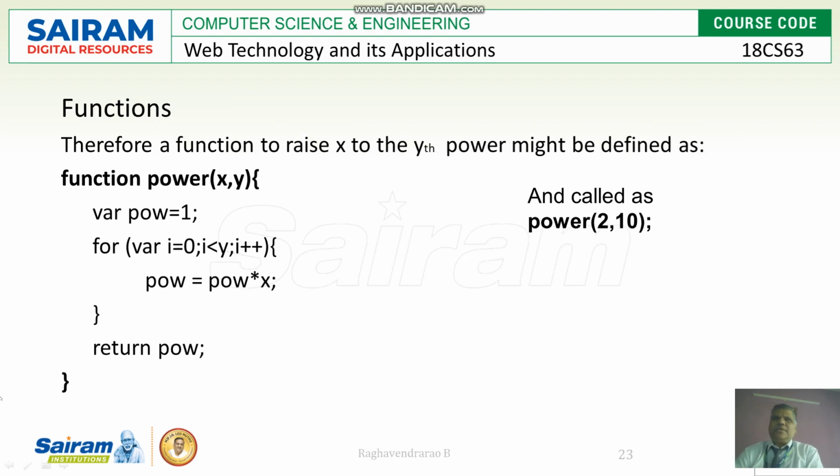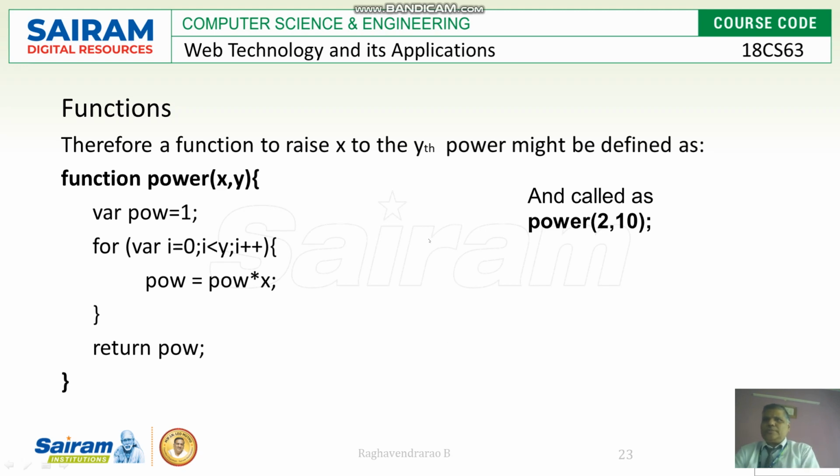This is one simple example given for the function. Functions are always written by using the function keyword along with the name of the function. So here is the example for that. There is a power program that has been written. Function power, x comma y, variable power equal to 1. For variable i equal to 0, i is less than y, i plus plus, power equal to power into x, and return the power. Close the function.